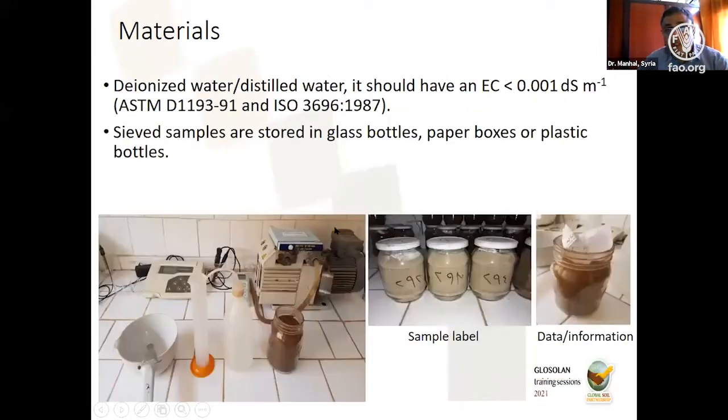Also, what we need now for this procedure is distilled water, which should have an EC of 0.001 dS/m. For this process, make sure the equipment is very clean and washed with distilled water, and save the samples in a glass storage box, and don't forget to write the numbers.